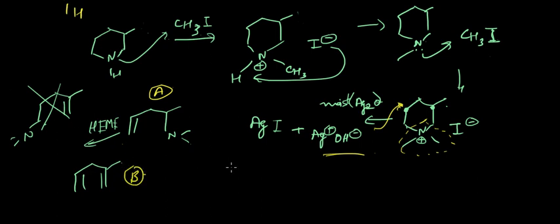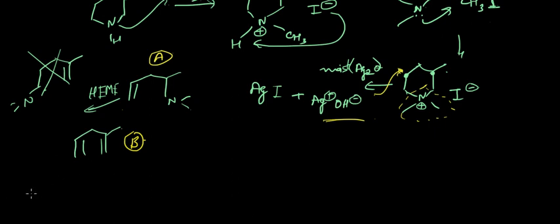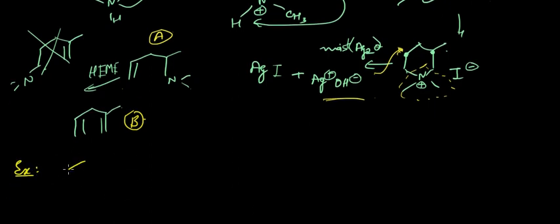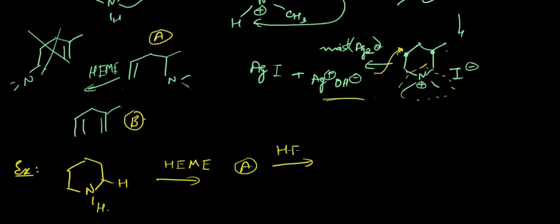Okay, now let's look at another example. We have here this one and this one, and when you pass it with HEME, what we will be getting is compound A. Again, when you pass it with HEME, you get compound B.